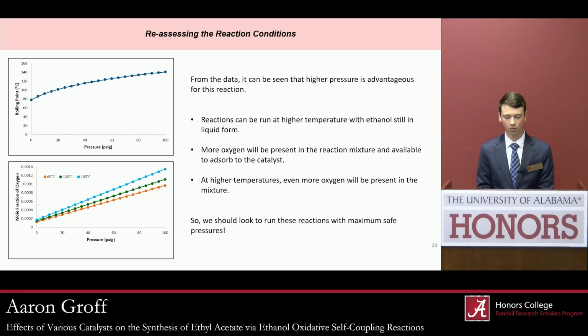Additionally, more oxygen will be present in the reaction mixture and available to adsorb to the catalyst at higher pressure. Long story short, you want as much reactant as possible so you can form more product. And basically, pressure is going to help us do this because it's going to cause more oxygen to dissolve inside of our ethanol, and the more oxygen that's available, the more ethyl acetate that we can form. And then lastly, at higher temperatures, even more oxygen will be present in the mixture, which again is only made possible by the higher pressures preventing the ethanol from boiling. So we want to look to run these reactions with the maximum safe pressures that we can.